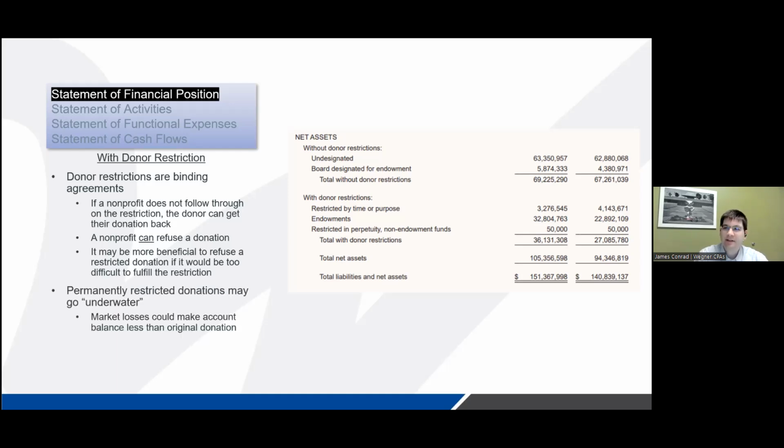And then something that I'm just going to touch on here, the permanently restricted contributions, donations can go underwater. So imagine when I mentioned that Microsoft stock, if the price of the Microsoft stock goes down, it depreciates in value because of the market. You have less stock than the original contribution, and that's underwater. There's a special presentation for that. And whenever there's market downturns, I usually have to look up and remember how to do that.